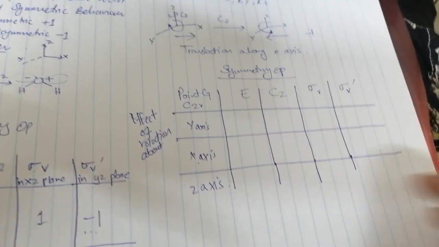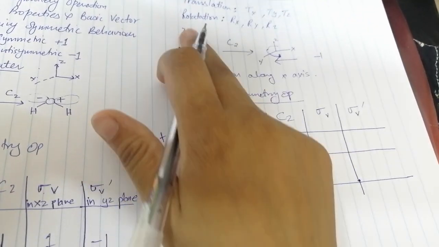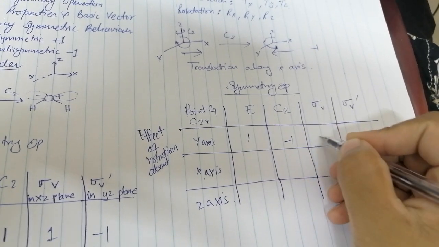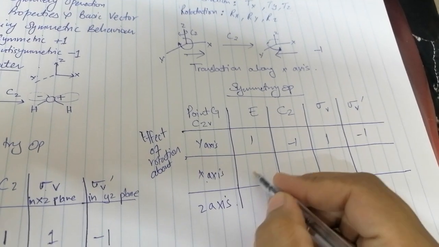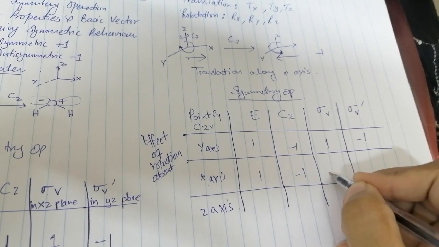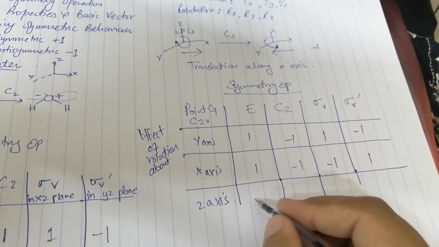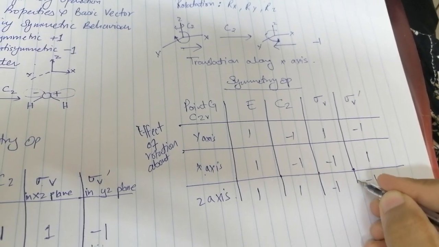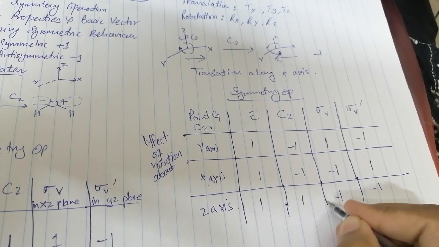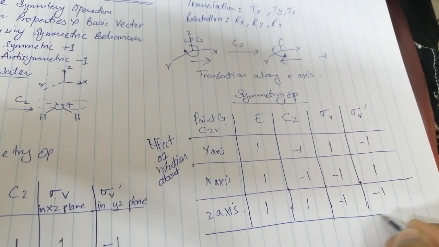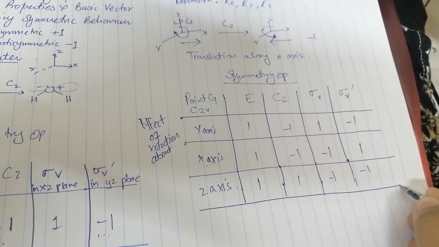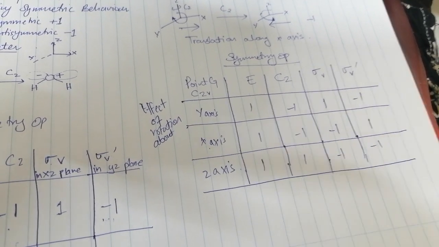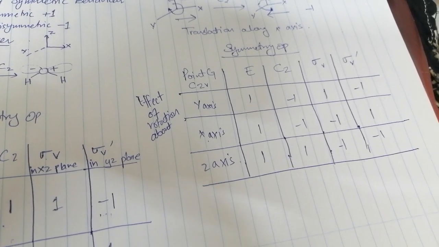And then we're going to look at each of the axes and rotate it, and then we will come up with these values. So wherever it is -1, it means that it is going in the inverse direction or anti-clockwise direction, and wherever it is +1, it has remained unchanged. So this is your table for the rotation about the y-axis, x-axis, and z-axis on the water molecule.